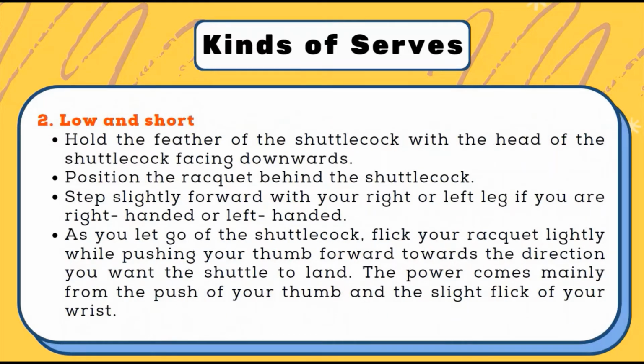Number 2. Low and short. Hold the feather of the shuttlecock with the head of the shuttlecock facing downwards. Position the racket behind the shuttlecock.